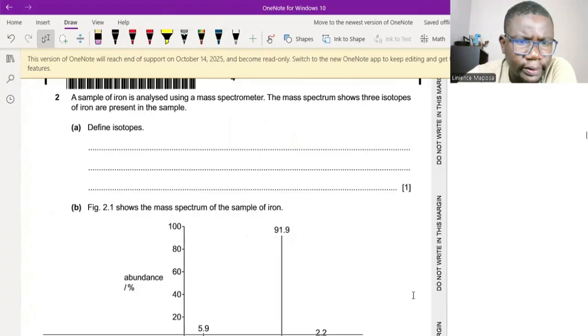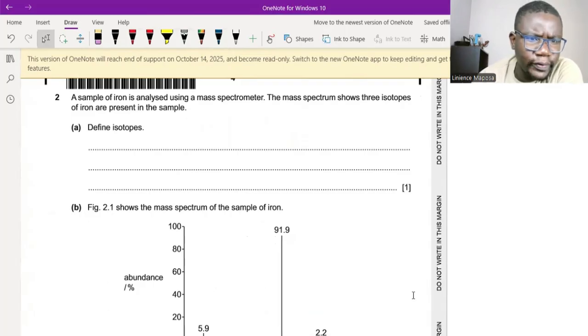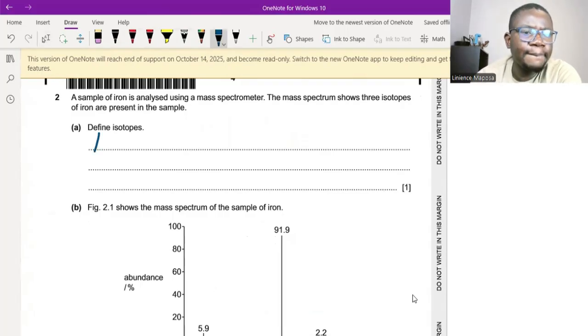A sample of iron is analyzed using a mass spectrometer. The mass spectrum shows that 3 isotopes of iron are present in the sample. Define isotopes. Okay, let me think how I want to start my sentence. Let me say these.